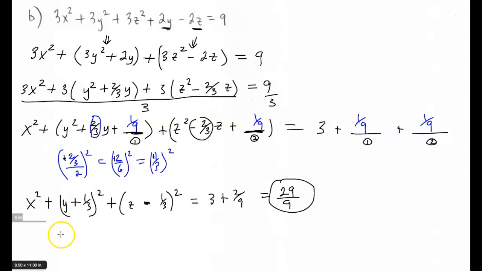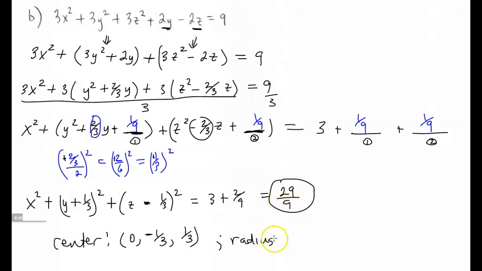So to get to the answers that we want, the center of this particular sphere: the x coordinate is going to be 0 because we just have x squared here. The y coordinate is going to be a minus 1/3 because we have y plus 1/3, which is the same as y minus a negative 1/3. The z coordinate is going to be a positive 1/3 because we have z minus 1/3. And then our radius here is just going to be the square root of what we see here. So the square root of 29 is just square root of 29. Square root of 9 is going to be 3. And so this would be our final answer for that.